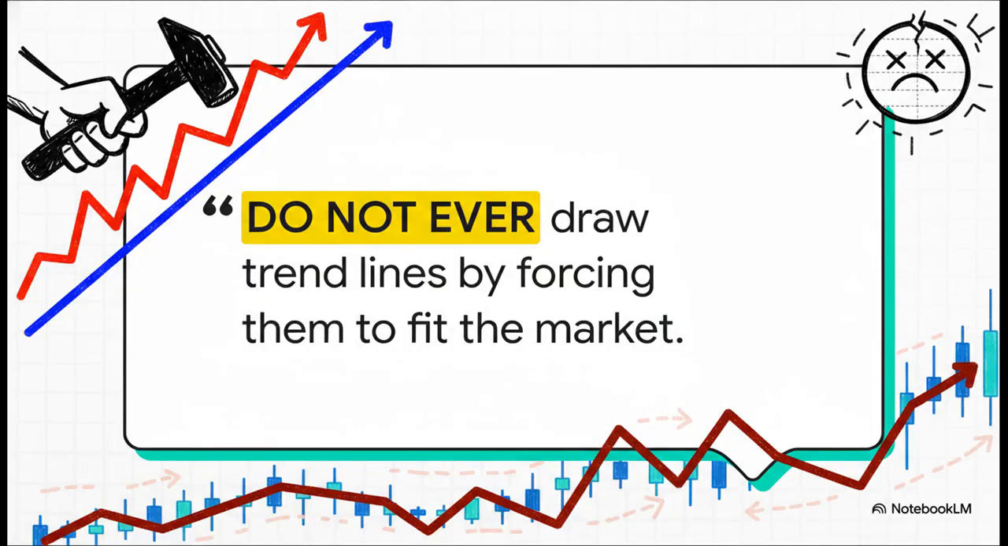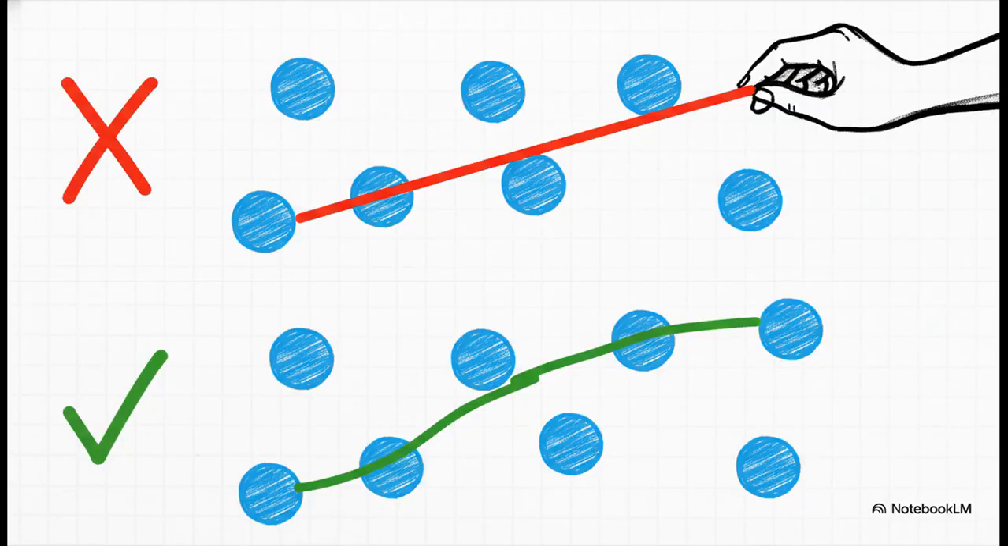And that brings us to the single most important rule of all. I'm going to say this as clearly as I can because it is that critical. Do not ever force a trend line to fit where you want it to go. This is probably the biggest mistake you can make. The line you draw has to be an honest reflection of what the market is actually doing. If the peaks and valleys don't line up neatly, then guess what? There's no trend line there. You can't just ignore a price point because it messes up your nice, pretty line. The market tells you where the line goes, not the other way around.